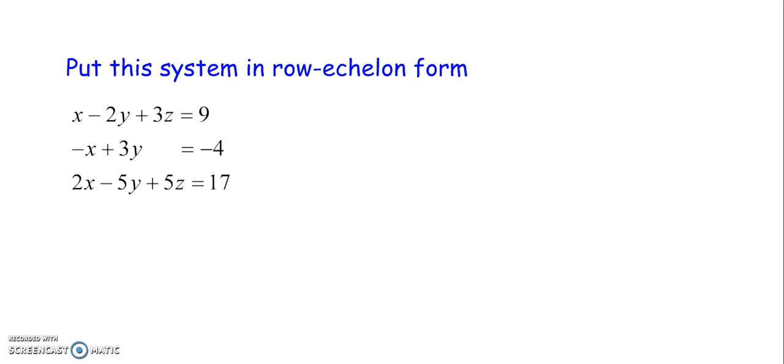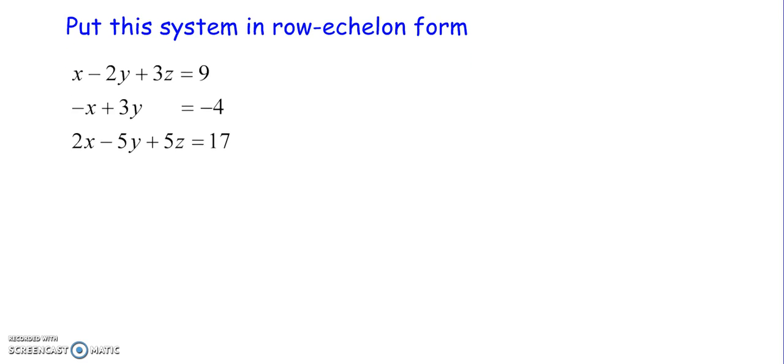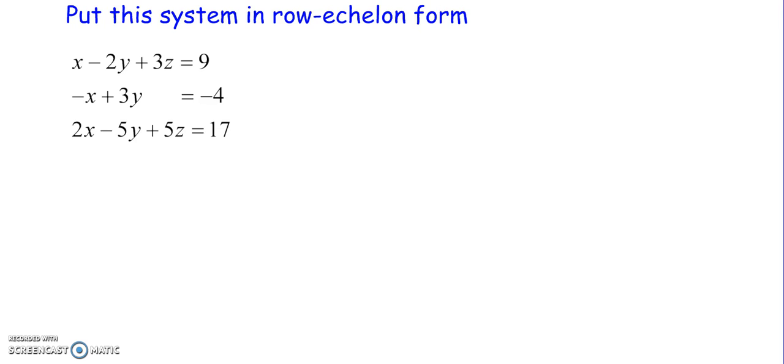Okay, so the goal here is we're going to take this system of equations and put it into row echelon form. And row echelon form always follows the same order. You want to get 0 here, 0 here, and then after that we will get 0 here. So that's our plan of attack every single time we try to put something into row echelon form. Now we're going to do that by following the 3 rules from earlier.